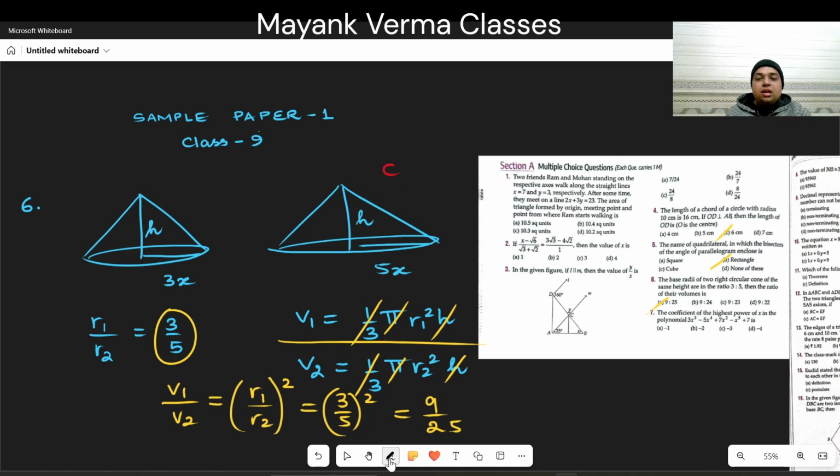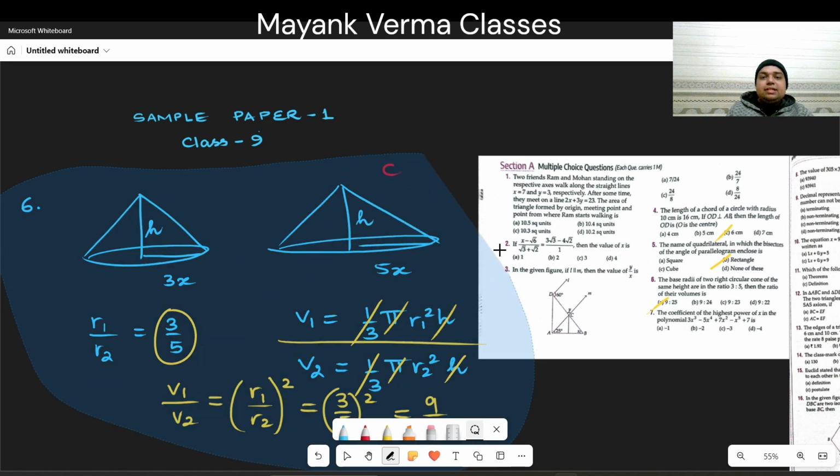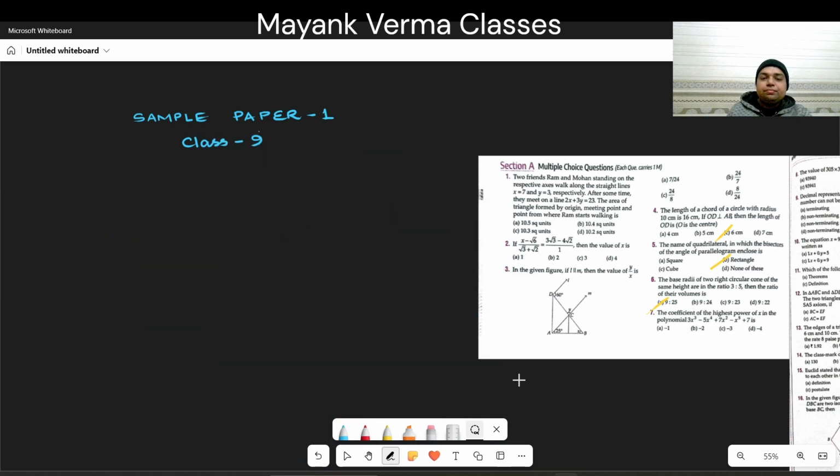Okay. All right. Let's see the next one. Question 7. It says the coefficient of the highest power of x in the polynomial 3x cube minus 5x to the power 4 plus 7x square minus x to the power 5 plus 7. So what is the highest power here of x?